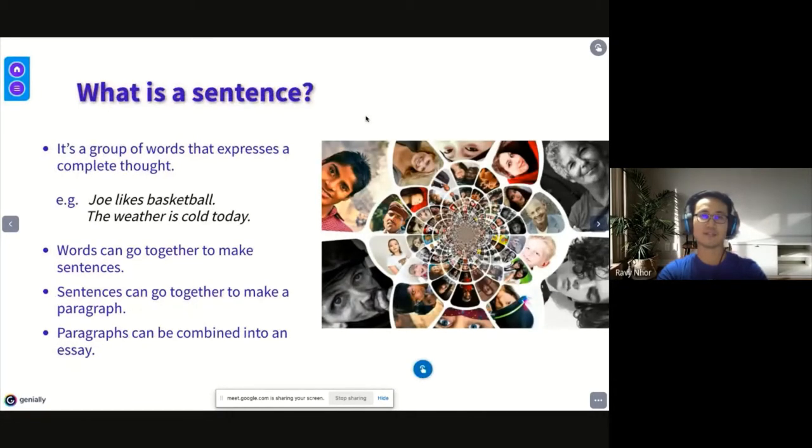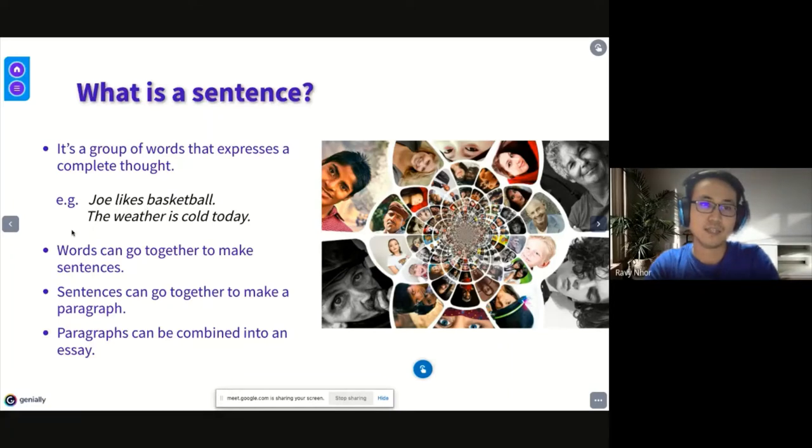What is a sentence? A sentence is a group of words that expresses a complete thought. A group of words. For example, Joe likes basketball. The weather is cold today. Joe is a word, a noun. Likes is also a word, and basketball is also a word. So it's a group of words combined together, and it has complete meaning or a complete thought.